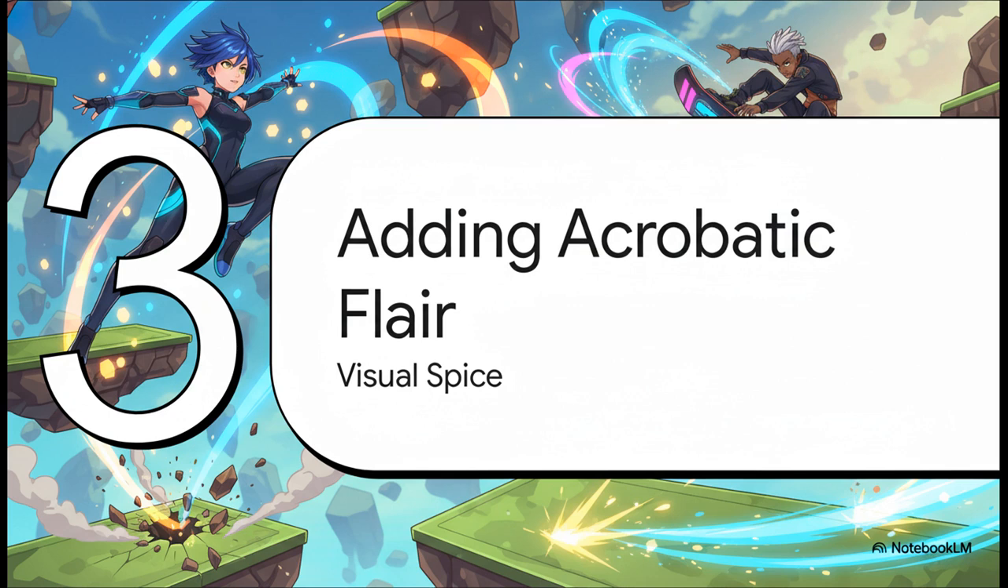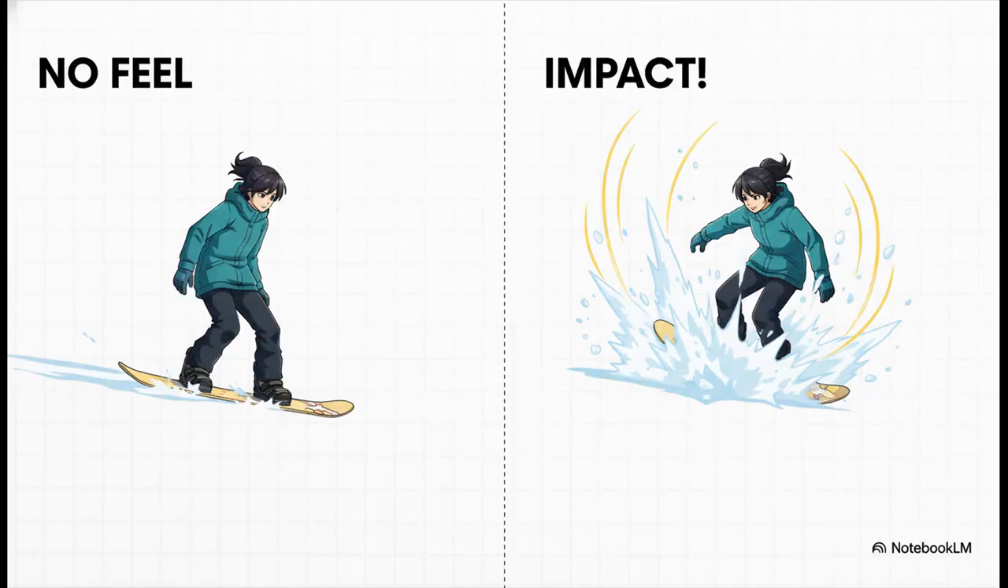So the next step is all about adding that visual spice, the little details that make every action feel satisfying. This is one of those things that can be hard to describe, but you know it when you feel it. It's often called game feel or juice. You can have perfectly coded controls and physics, but if the game doesn't visually celebrate what you're doing, it just feels empty. When you land a massive jump, your brain expects some kind of confirmation, some kind of visual impact. We need to give the player that feedback.